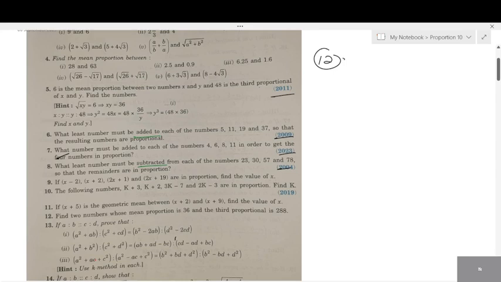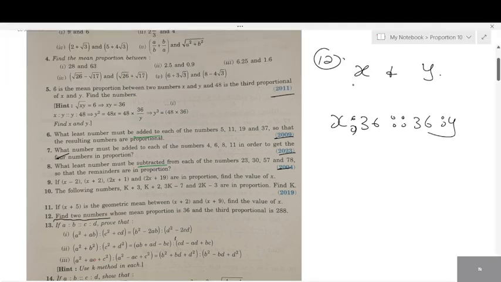12th question. Find the two numbers whose mean proportion is 36. This one and the previous chapter, whatever we solved, is almost the same, related. Whatever problems will be given, you have to convert them to equations. Find two numbers. Let two numbers be x and y whose mean proportion is 36. The meaning of mean proportion is you should write this 36 in between: x is to 36 is proportion to 36 is to y.